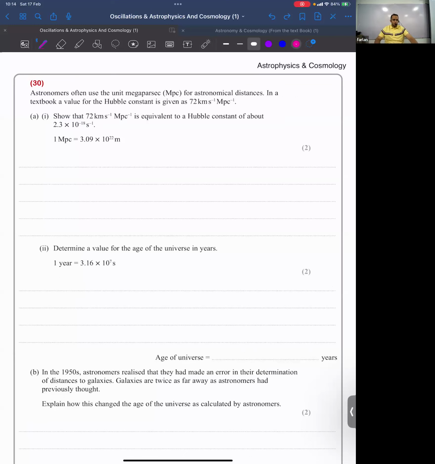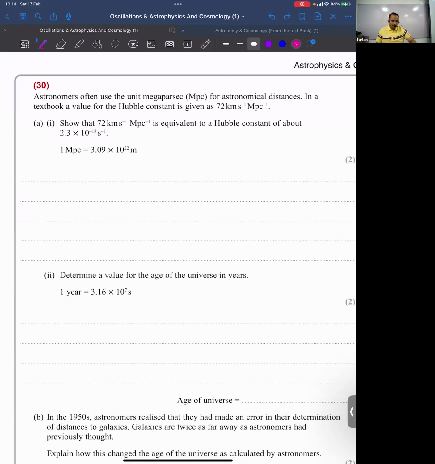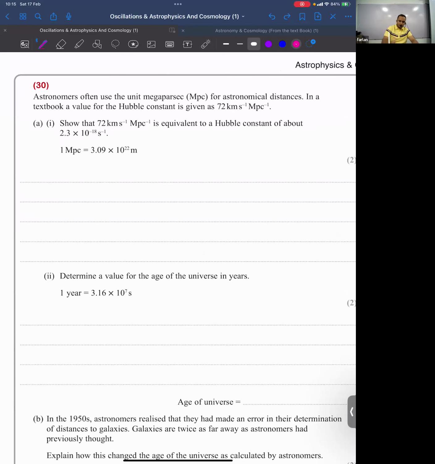Astronomers often use the unit megaparsec for astronomical distances. In a textbook, a value for the Hubble constant is given as 72 kilometers per second per megaparsec. This is the unit that was given in the note that I have given here. You are not supposed to know it. If they have used it in a question, they will explain what it is. Okay, 72 kilometers per second per megaparsec.